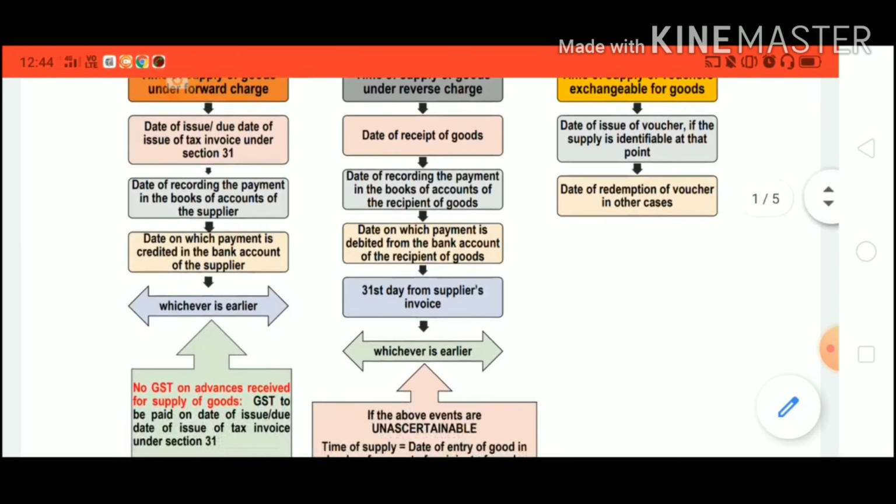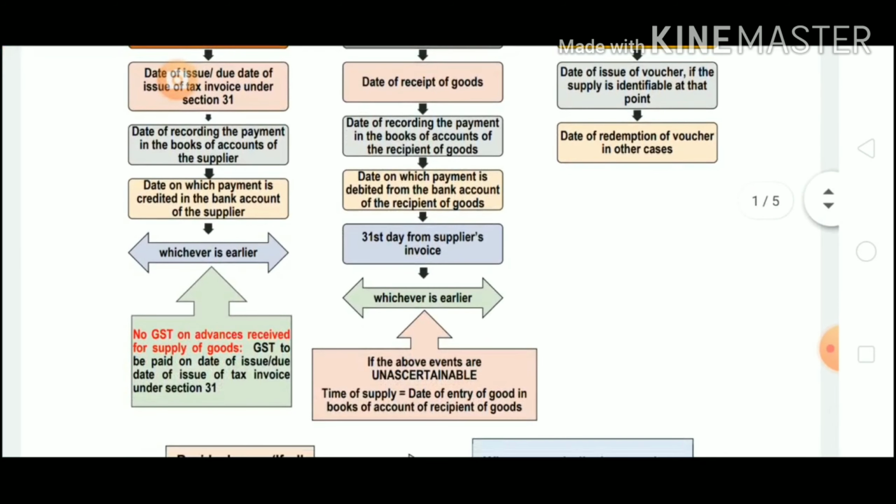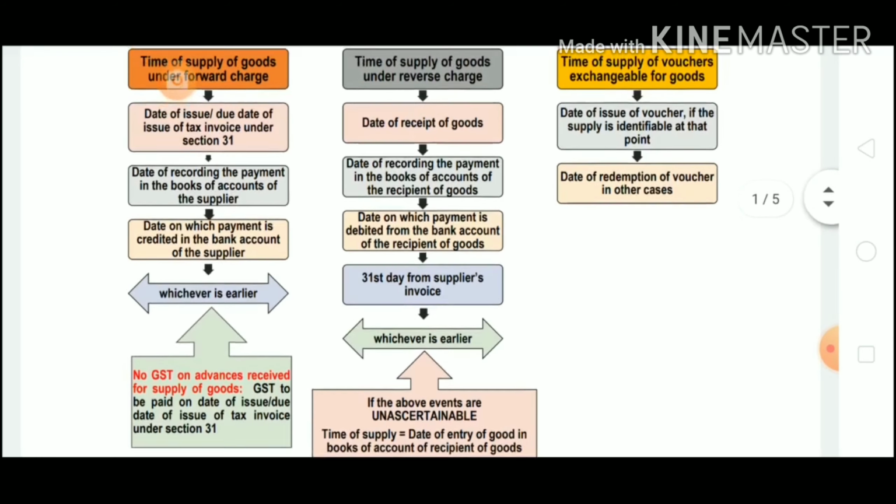Now what is stated here is that there is no GST on advances received for supply of goods. GST is to be paid on the date of issue or due date of issue of tax invoice under section 31. As per the amendment, we all know that in case of goods, there is no GST on advances received. In that case, GST is paid only on the date of invoice. This is only in case of goods, not in case of services.